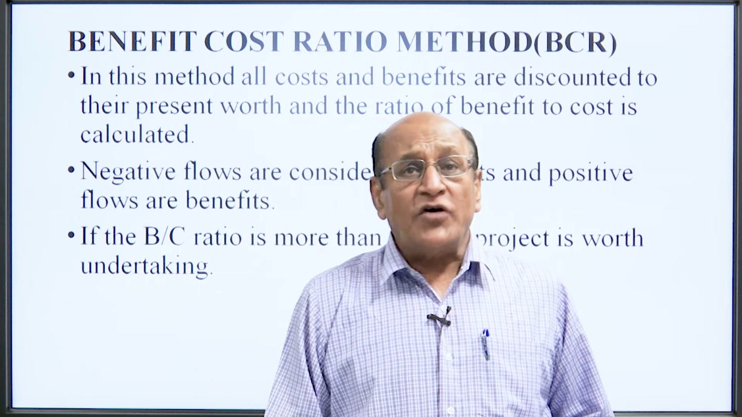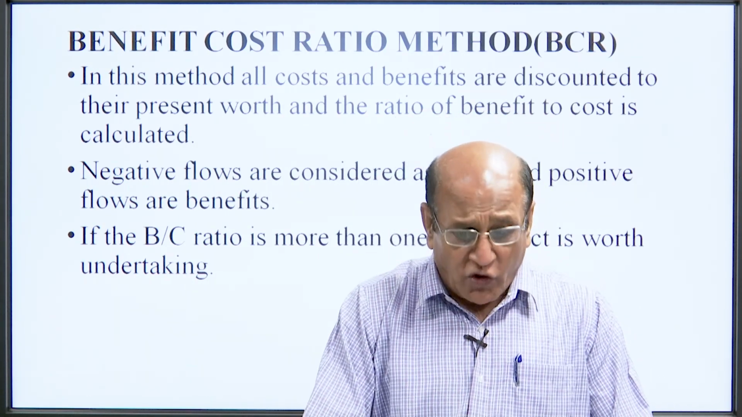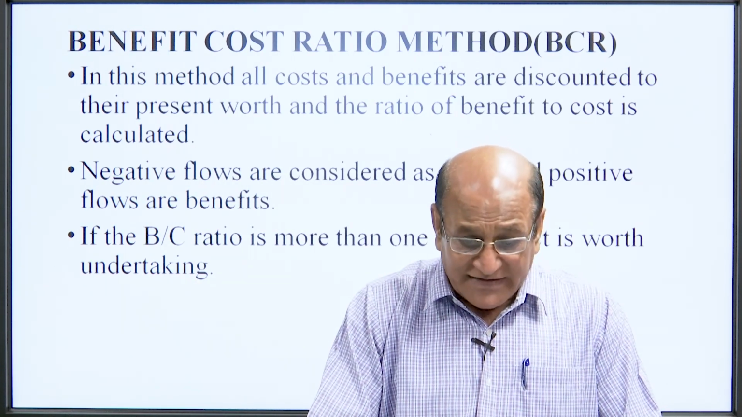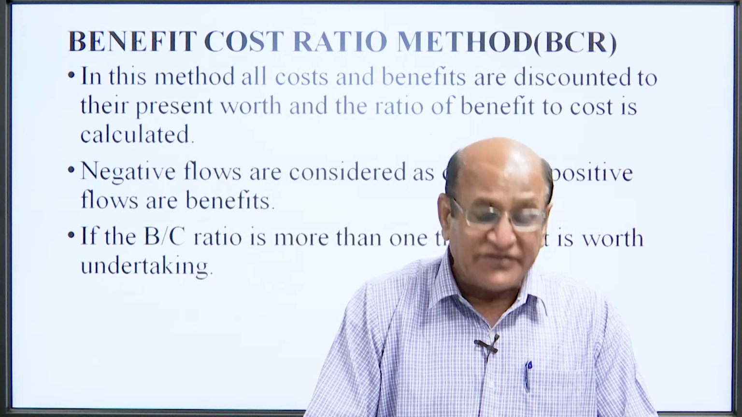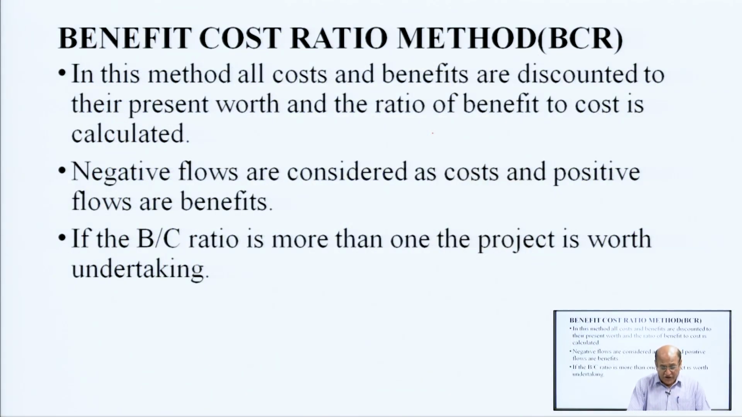Now, come to the benefit cost ratio method, BCR. In this method, all cost and benefit are discounted to the present worth, and the ratio of benefit to cost is calculated. The negative flows are considered as the cost and positive flows are benefit. If the BC ratio is more than 1, the project is worth undertaking.